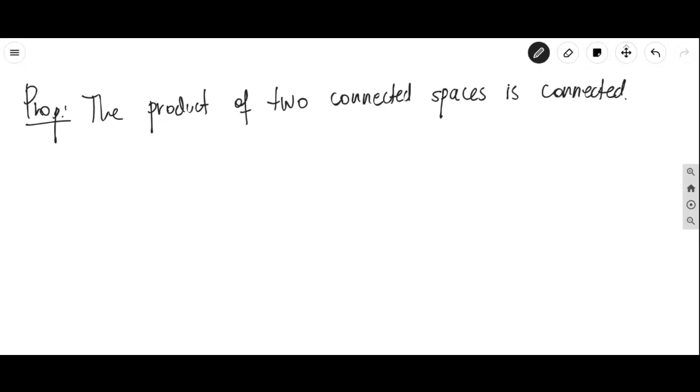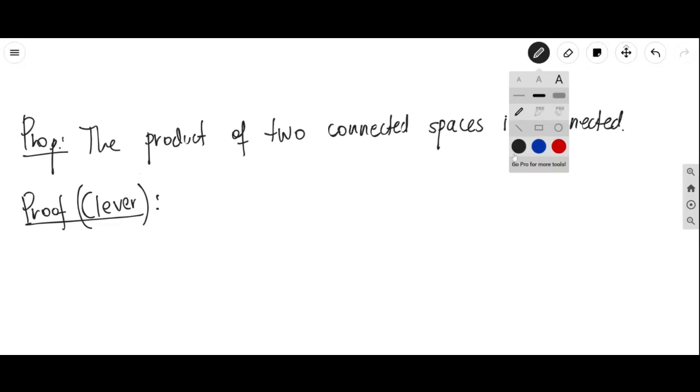But I want to show you an interesting proof. So this is a very, very clever proof. This is not something that comes to mind. Because usually, how do you show that something's connected? You show that the only clopen sets are the trivial ones.